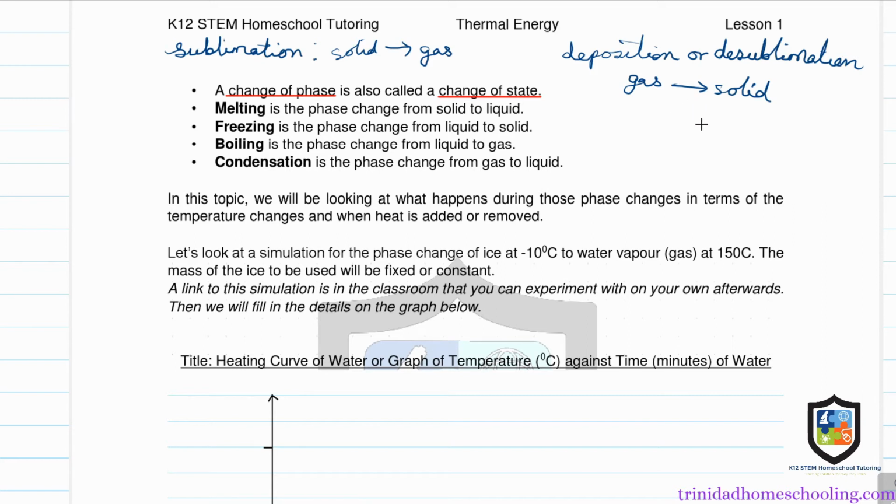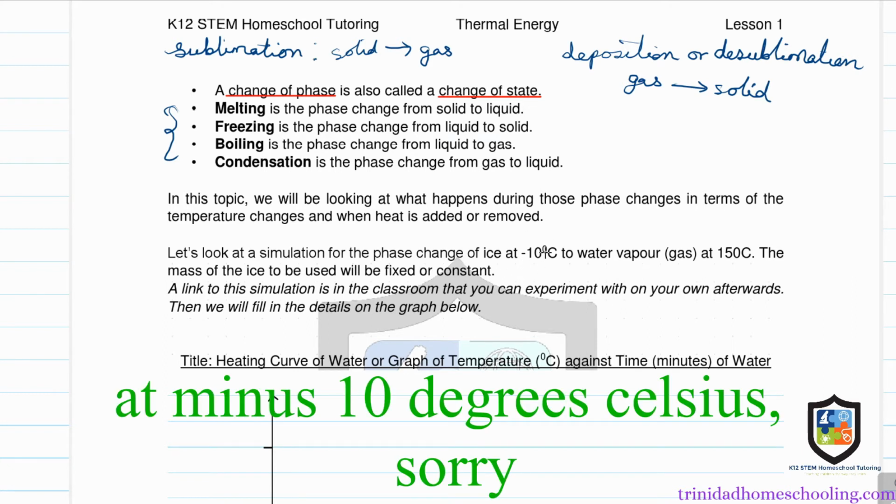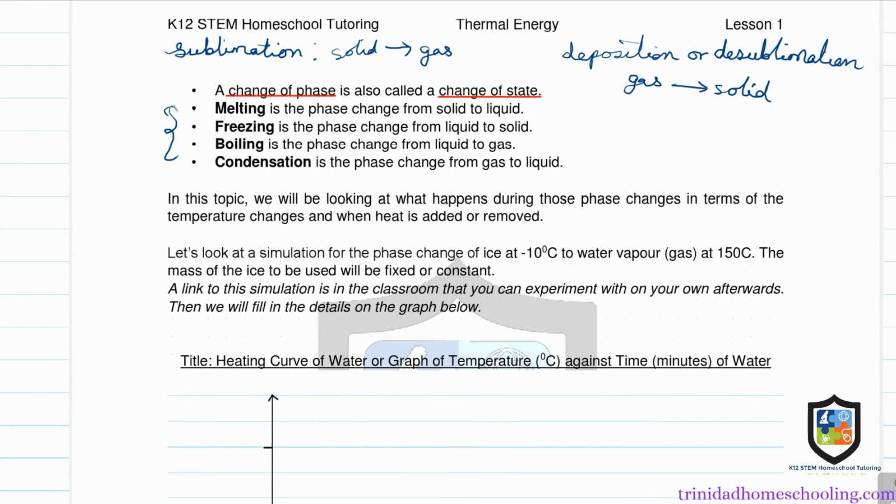In this topic, we will be looking at what happens during those phase changes, these four here, in terms of the temperature changes and when heat is added or removed. So we wouldn't be focusing on sublimation or deposition or desublimation, okay? Just these four here we're going to be focusing on. Let's look at the simulation for phase change of ice at 10 degrees Celsius to water vapor, gas, at 150 degrees Celsius.